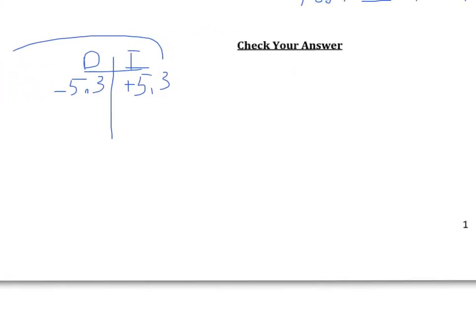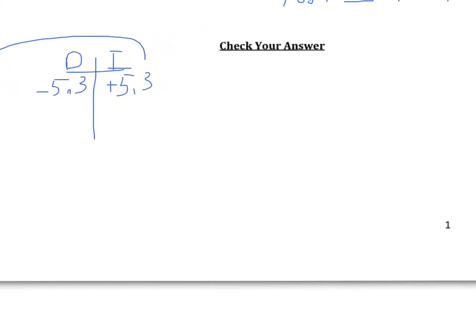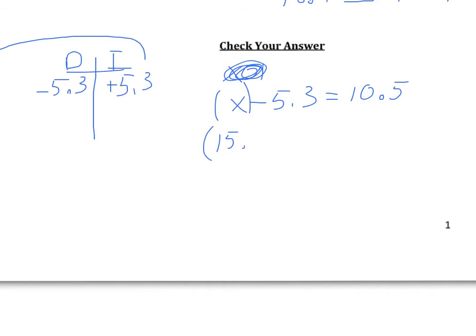Well, let's find out. Again, you can easily check it. So rewrite the original problem. I'm sorry, it was x minus 5.3 is equal to 10.5. Again, for the x we're substituting in, put parentheses around the variable. And then we said that x was 15.8 is what we are substituting in. Minus, again, just rewrite everything else now.